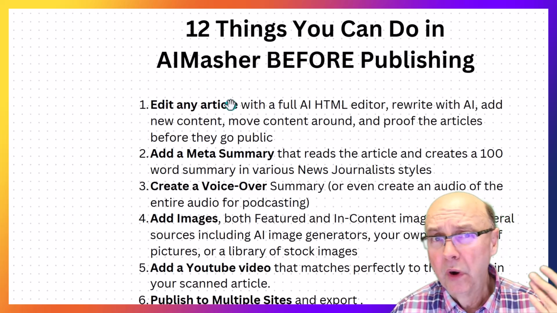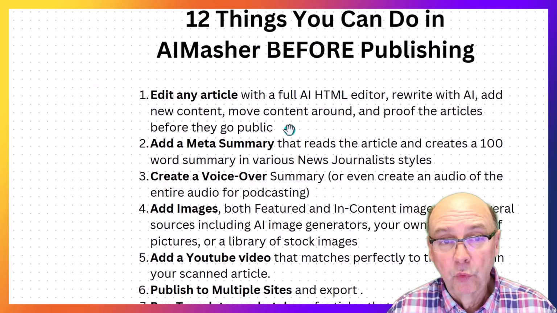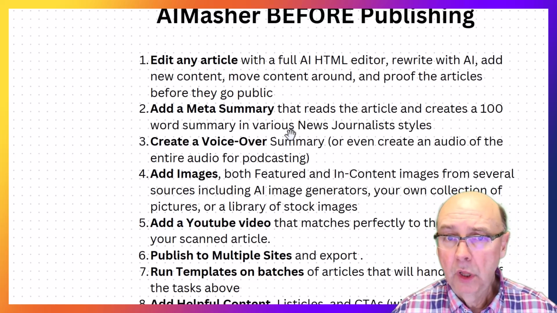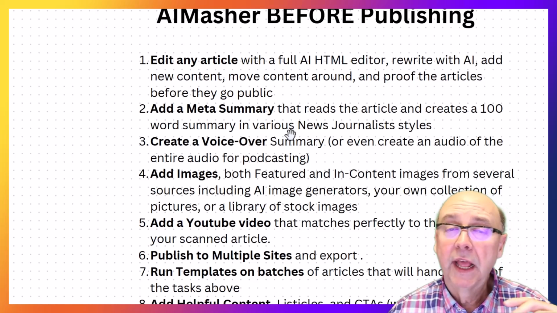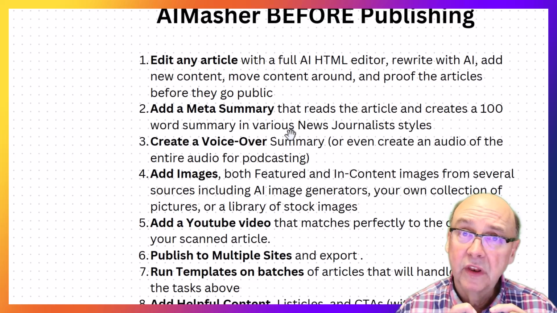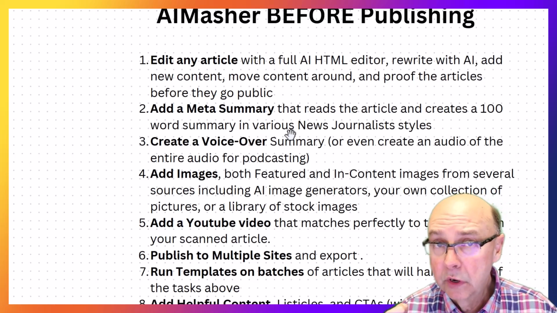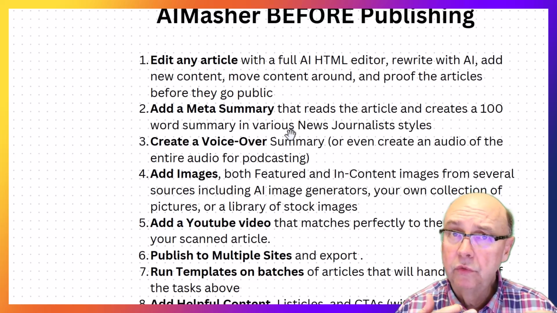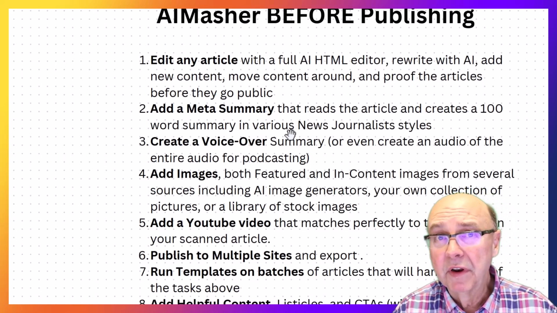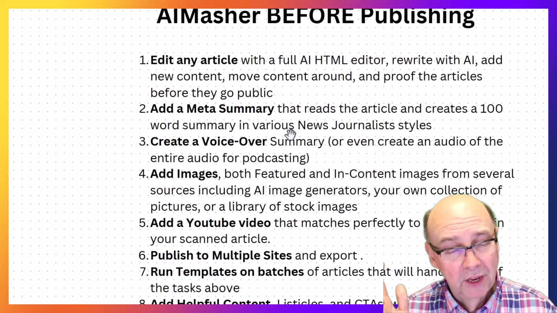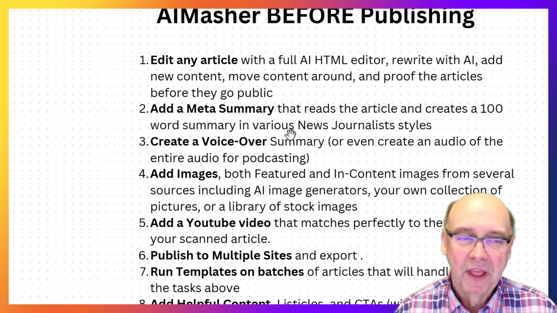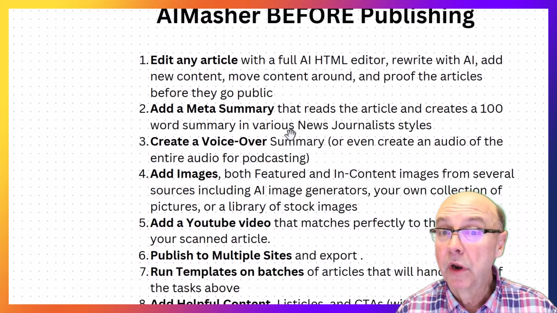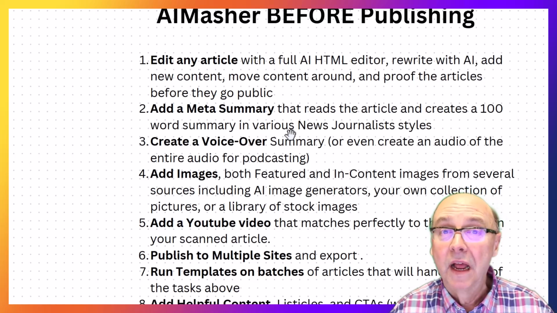And also, you really want to put an eyeball on the site before you make it public. We add a meta summary. There is the ability to click a link, and it will read your entire article, and then summarize it into a 100-word or 200-word summary based on a journalistic style. So we have TMZ, Fox News, The Guardian, and we even have an Amazon review. So if you have a product listing, you can do an Amazon review summary of that article. And from there, you can create a voiceover. You can do a voiceover from the summary, or you can even do a full audio read of the article.